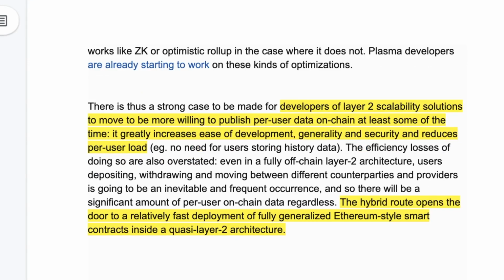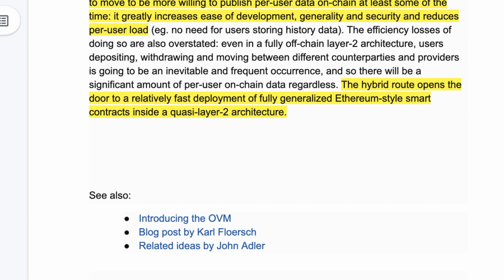So if you want to read some more information on this, Vitalik also put some links below talking about introducing the OVM, a blog post by Carl Floersch, and related ideas by John Adler. So if you want to read those, you can go to Vitalik Buterin's post that I linked down below in the description.